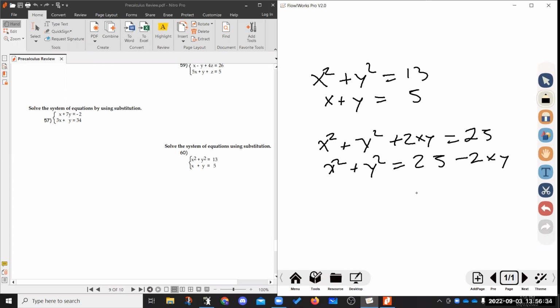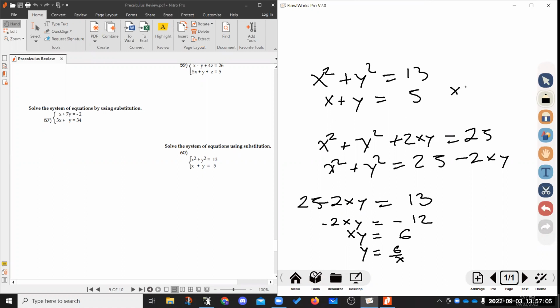And I'm going to replace the x squared plus y squared on the left-hand side, so 25 minus 2xy is going to be equal to 13. Now I'm going to come back and say that means that negative 2xy is going to be equal to negative 12, which means xy is going to be equal to 6, and y is going to be equal to 6 over x. I come back and make a substitution back here. x plus 6 over x is equal to 5.